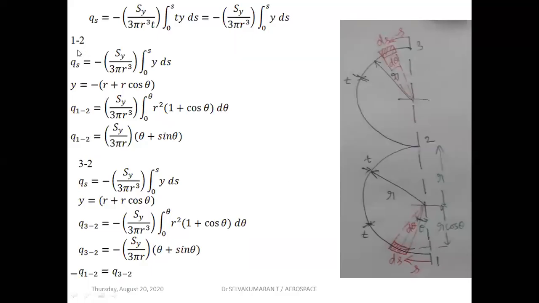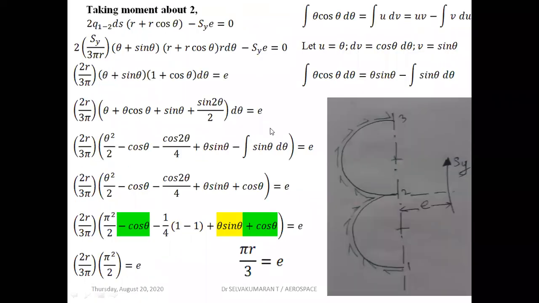So now Q1 to 2 and Q3 to 2 we have obtained, and we have indicated the direction also. Q1 to 2 and Q3 to 2 both have the same magnitude, and these plus and minus are taken by the arrow mark, that is the direction of the arrow marks. Now I have to find out the location, the shear center distance from point 2, when Sy alone is applied. So this is our x-axis. We are applying Sy.